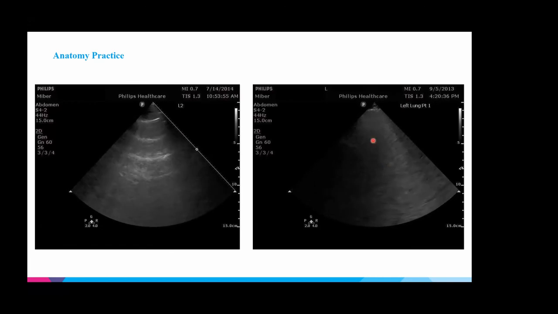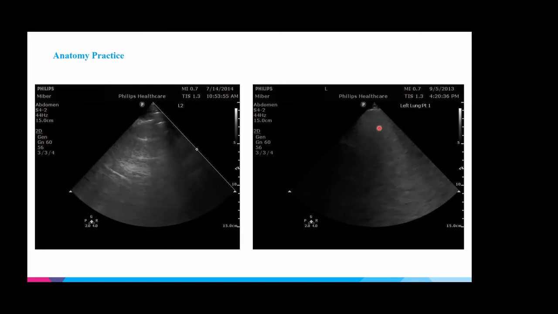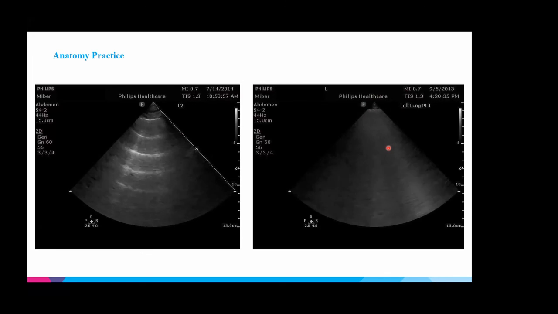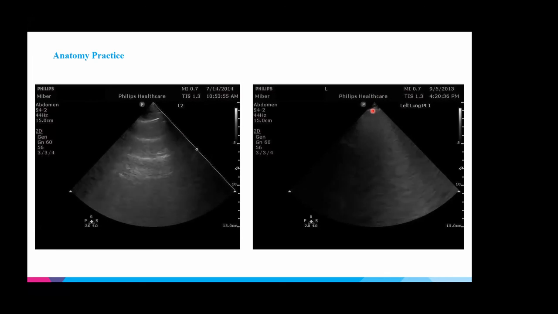So this in the right picture, if someone has significant pedal edema, is short of breath, has known heart failure, and I see this in every lung field, that would make me worry they have pretty significant pulmonary edema.